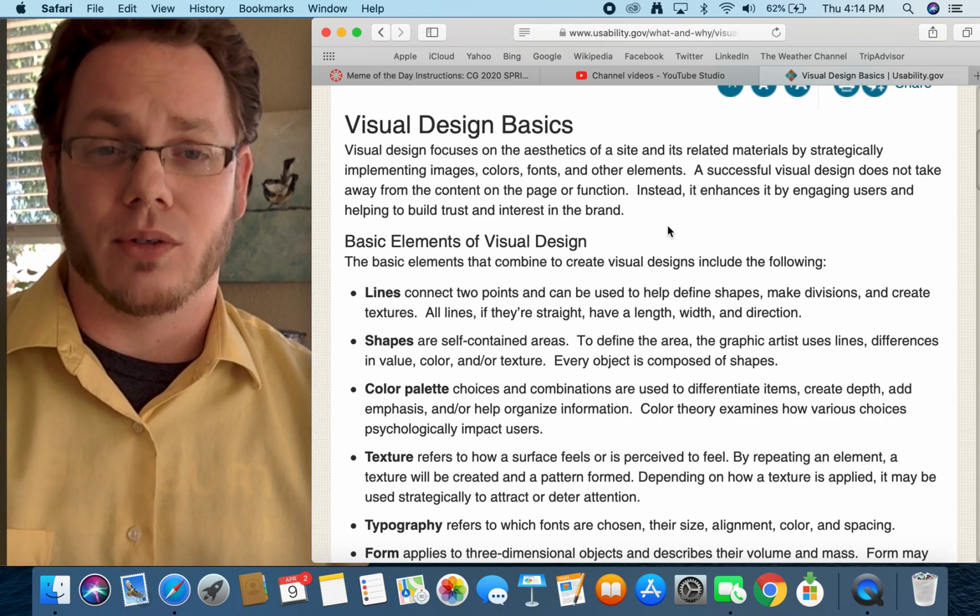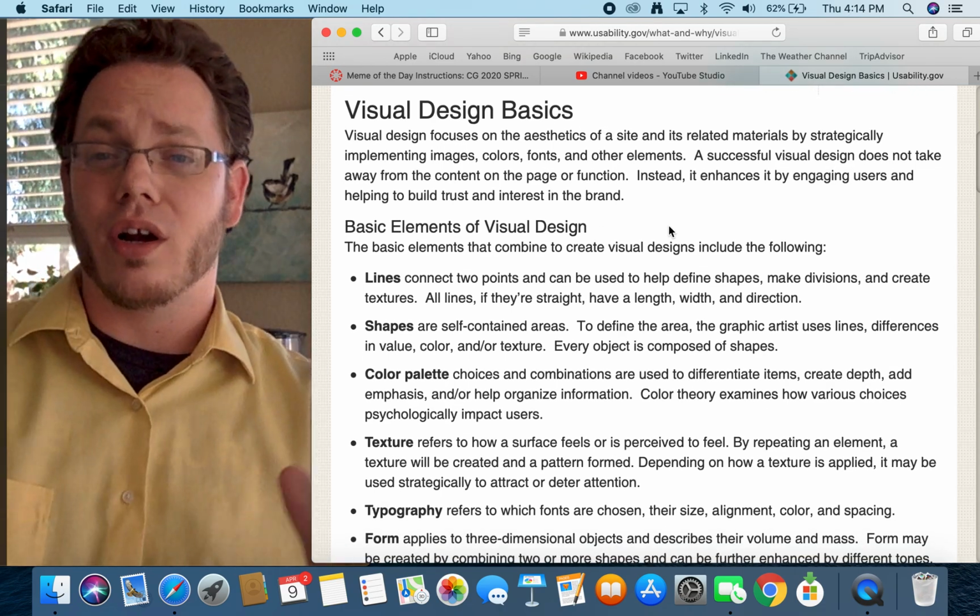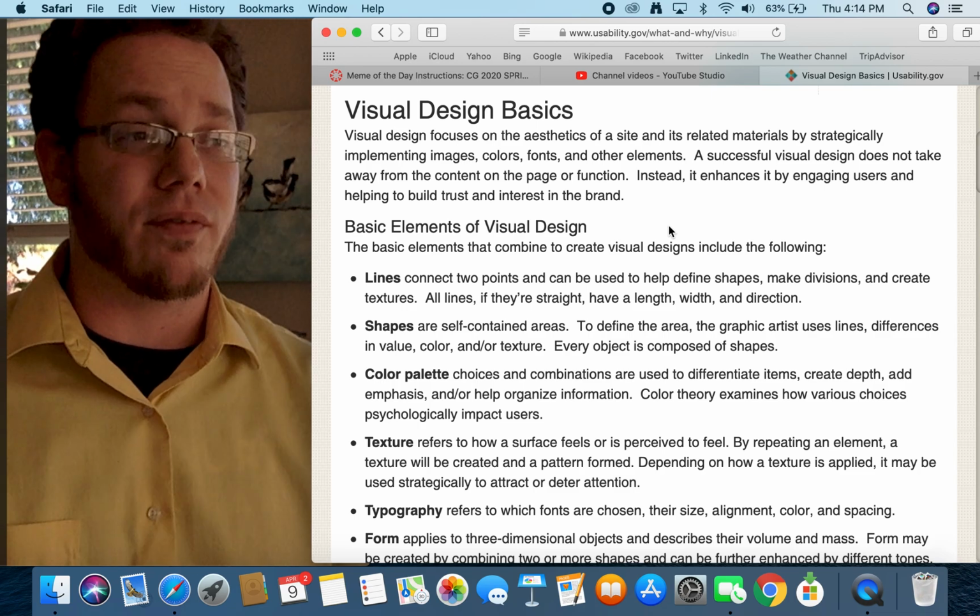As we look at some of those components, you could learn about these components in a variety of environments.